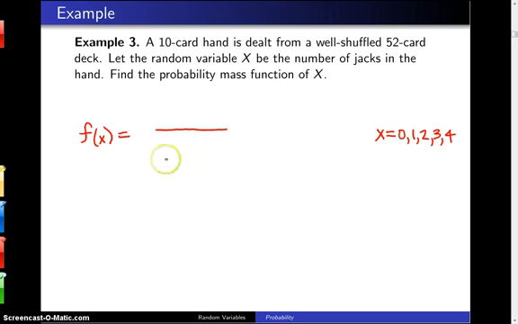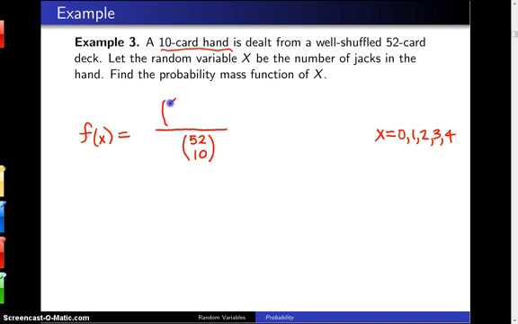And in this case, since the order that the cards are dealt is not an issue, we use combinations, and there are 52 choose 10 different hands that are out there consisting of 10 cards. Then for the numerator, we want to know how many of those 52 choose 10 different hands that can be dealt contain exactly x jacks.